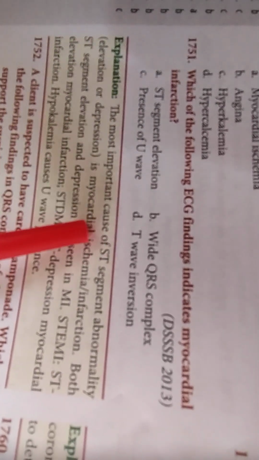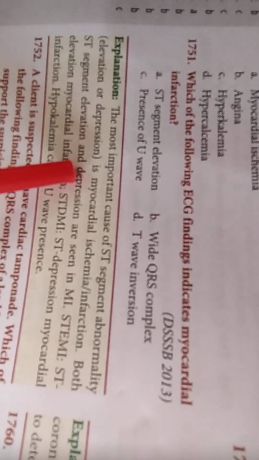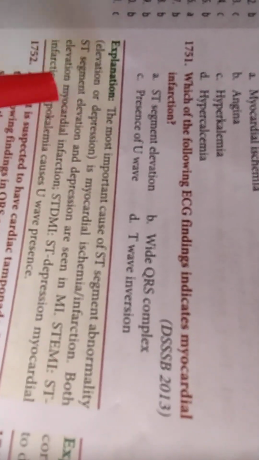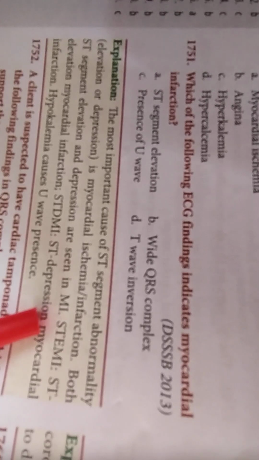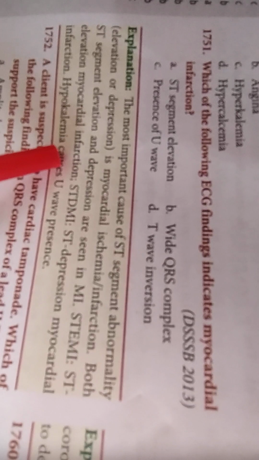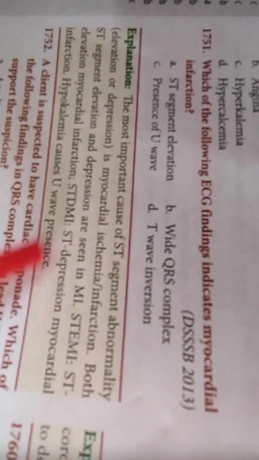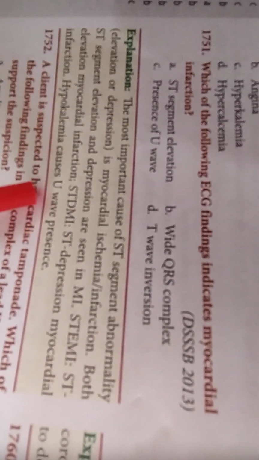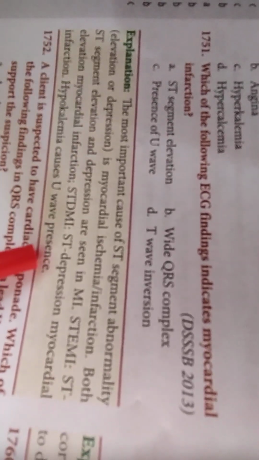The most important cause of ST segment abnormality, that is elevation or depression, is myocardial ischemia or infarction. Both ST segment elevation and depression are seen in MI. STEMI, ST elevation myocardial infarction. STDMI, ST depression myocardial infarction. Hypokalemia causes U wave presence.